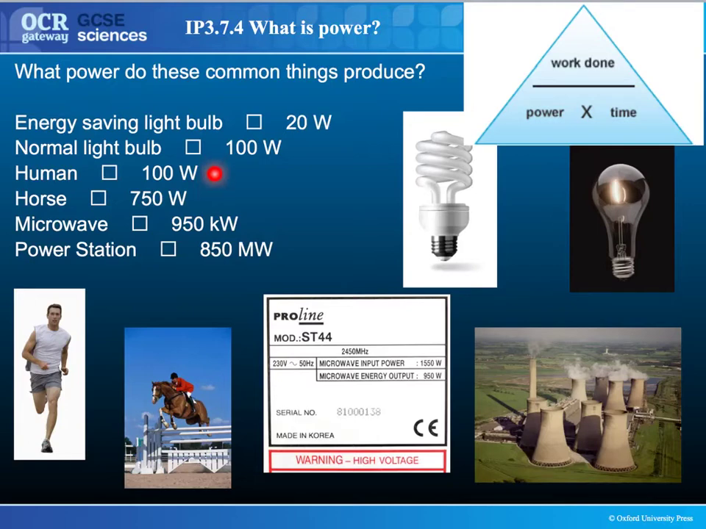Here we have a human and a horse. A horse will become important later because we talk about horsepower, and 1 horsepower is the equivalent to 750 watts. Power station down at the bottom, which is generating electricity, works at a really high power, transferring 850 million watts every single second, doing 850 million joules worth of work every second.